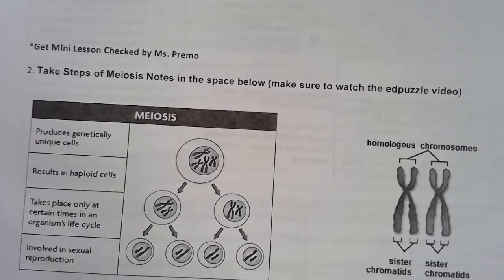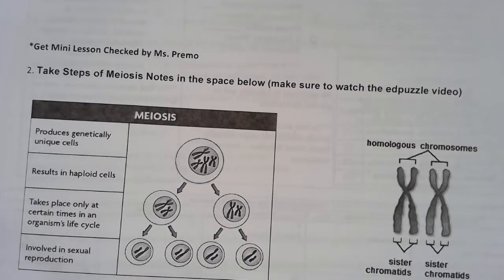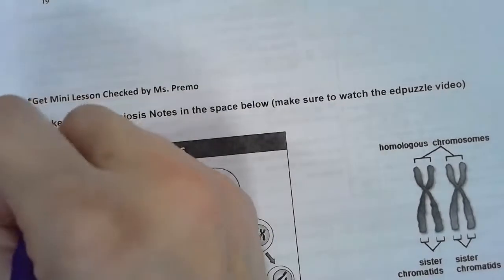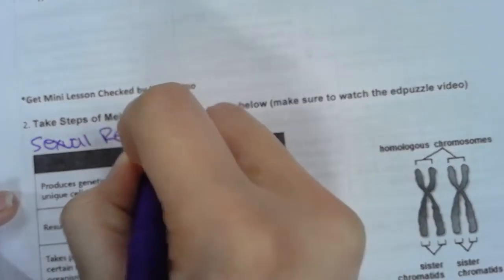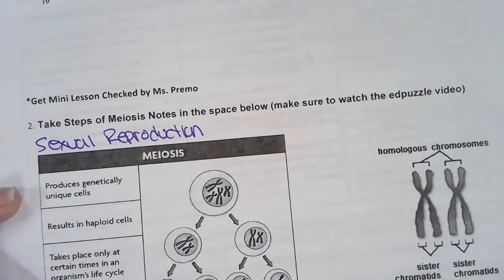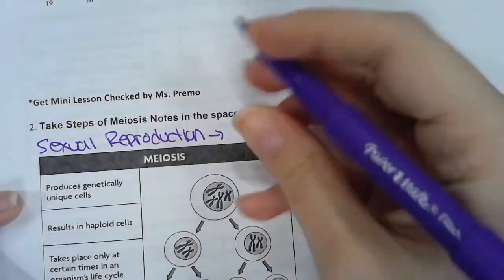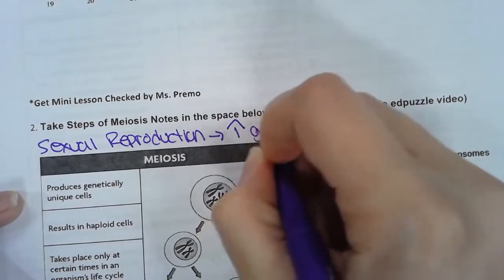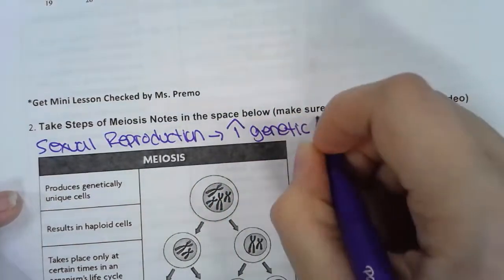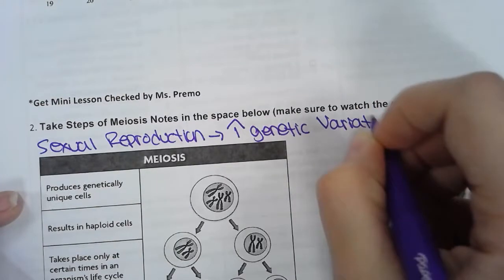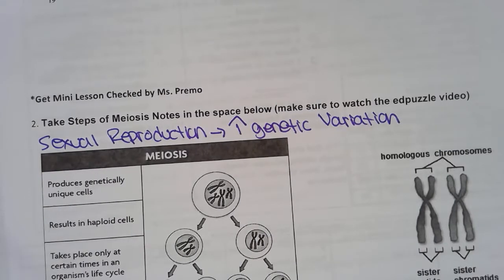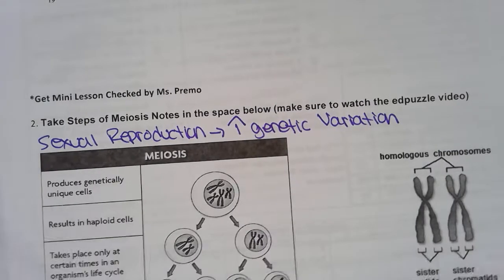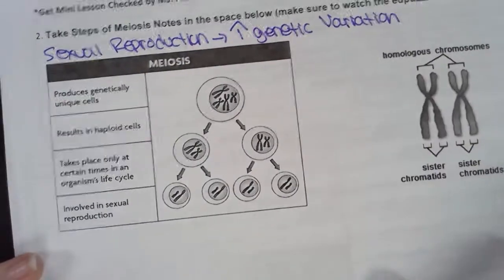Alright, so we're going to go over the steps of meiosis. So meiosis happens only in sexual reproduction. And the purpose of this is to increase genetic variation. So basically, this is the process of how you are not a clone of your parents. Okay? What it's producing are your sex cells.